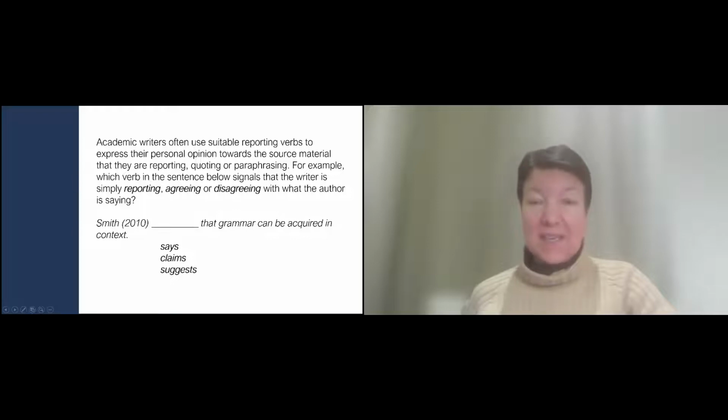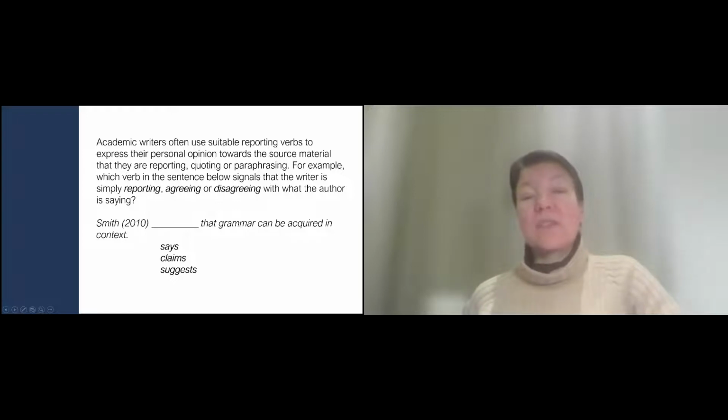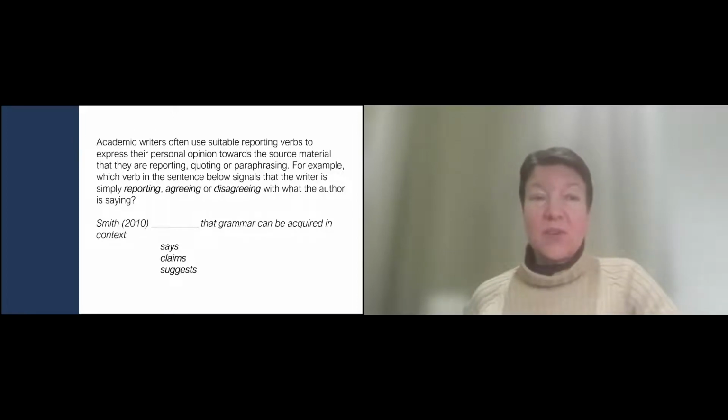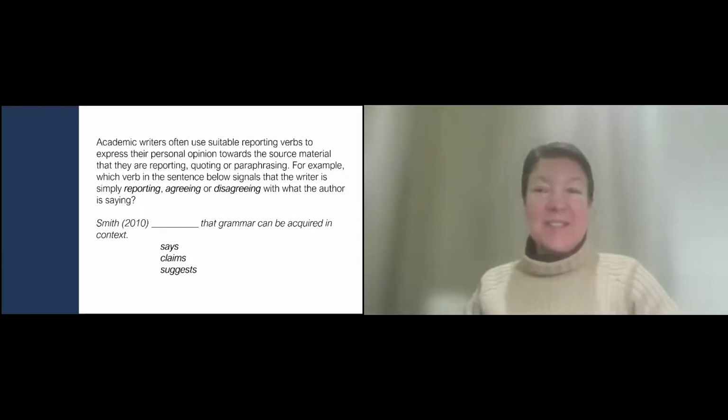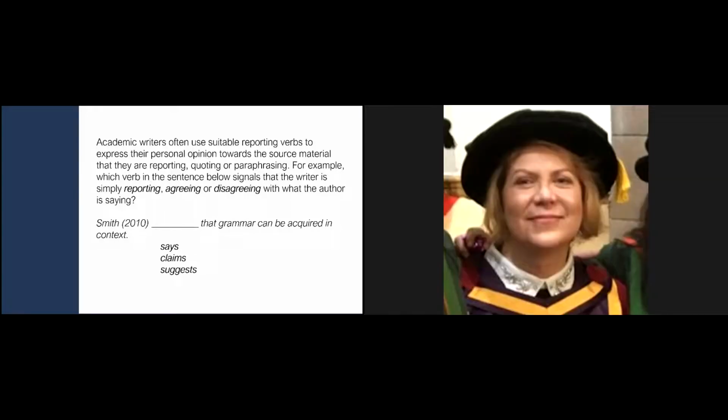So we have 3 options. We have Smith says that grammar can be acquired in context. Smith claims that grammar can be acquired in context, or Smith suggests. So where is just straight report? Where is agreement? Where is disagreement? Says is straight reporting. Very good. I agree. It's neutral. We're just saying, I've read it in the article by Smith that was published in 2010. Okay. Now, where's agreement? Where's disagreement? Suggests agreement and claims disagreement.